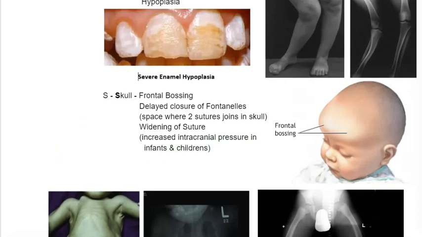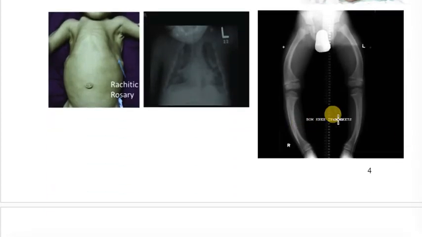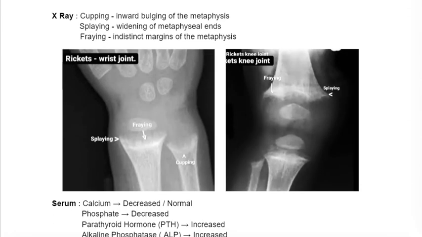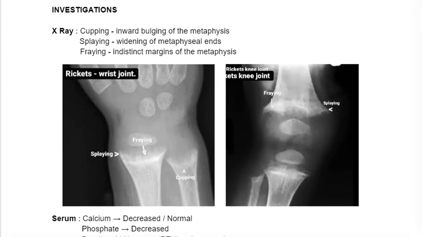And here we have some pictures, like the rachitic rosary in rickets, and here we have the x-ray of it. So now, how will we investigate this particular deformity in children? First and foremost we'll go with the x-ray.